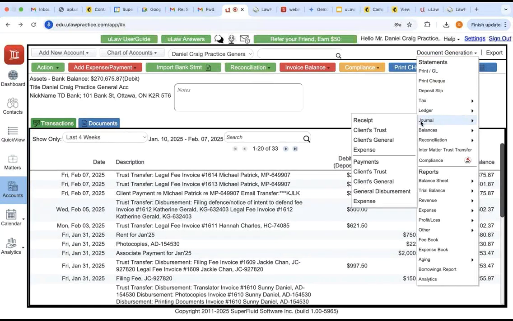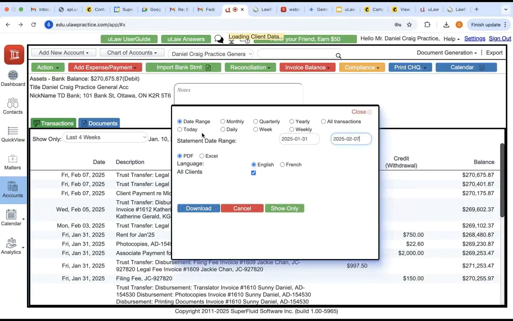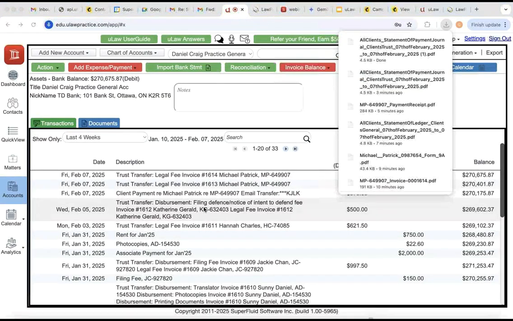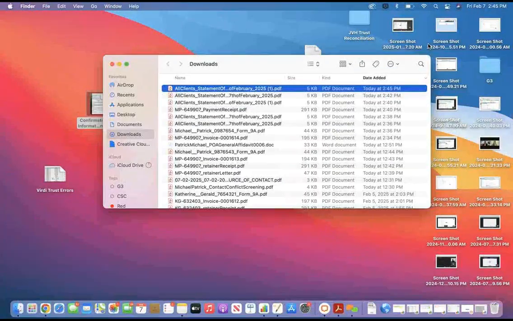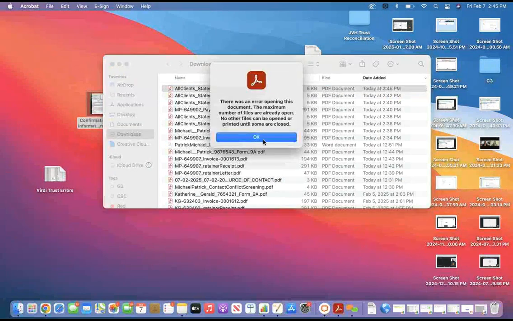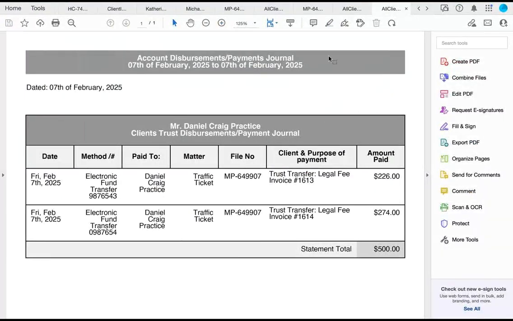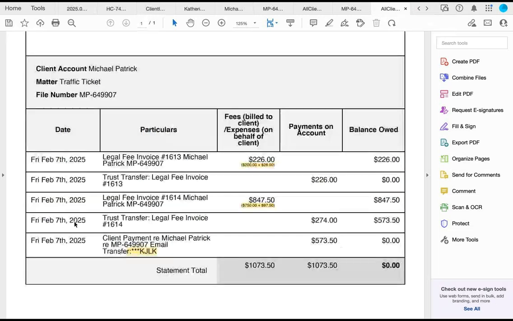We also have something called as, so you can also find them under here, under journal, under client's trust, which is payments. Okay, so over here, do this. Right, just give me a minute. Yeah, these are your trust transfers. This is called as client trust disbursement payment or journal that shows your trust transfers.